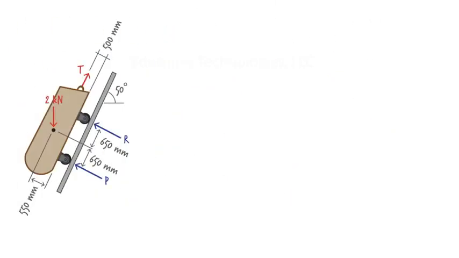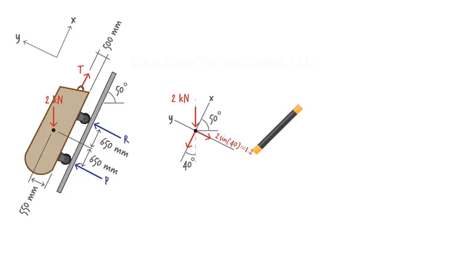Let's establish a convenient coordinate system. Let's define the x-axis along the inclined plane like this. So, except for the 2 kilonewton force, all the forces are acting in the x or y direction. We can rewrite that force in terms of its x and y components. Here is our coordinate system. Here is the 2 kilonewton force. It makes a 40-degree angle with the x-axis. So the y component of the force becomes 1.29 kilonewtons, and its x component is 1.53 kilonewtons. Here is the revised free body diagram.